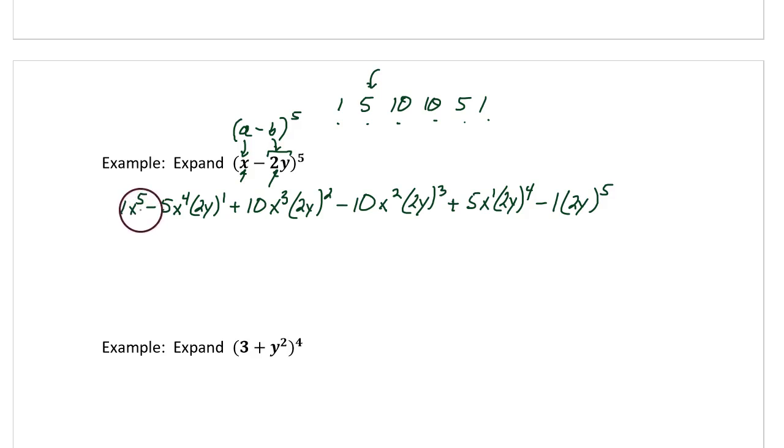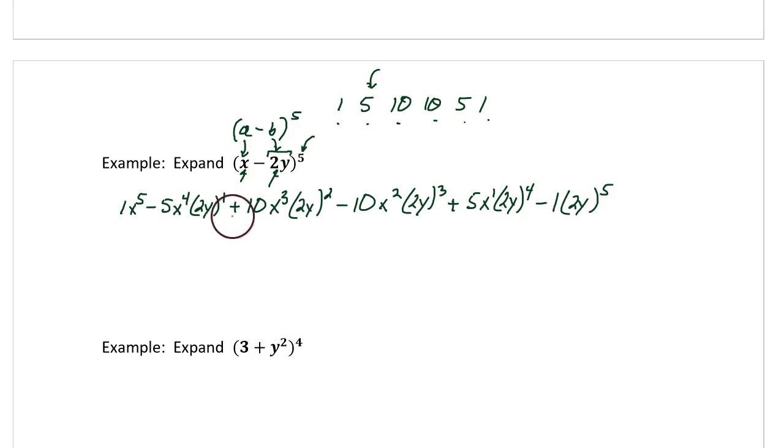So in the very first term, we had the 2y to the 0 power. I didn't even write it. But then we have 2y to the 1, then 2y to the 2, 2y to the 3, and so on until in the very last term, it's 2y to the fifth power. The exponent matches the exponent on our binomial.